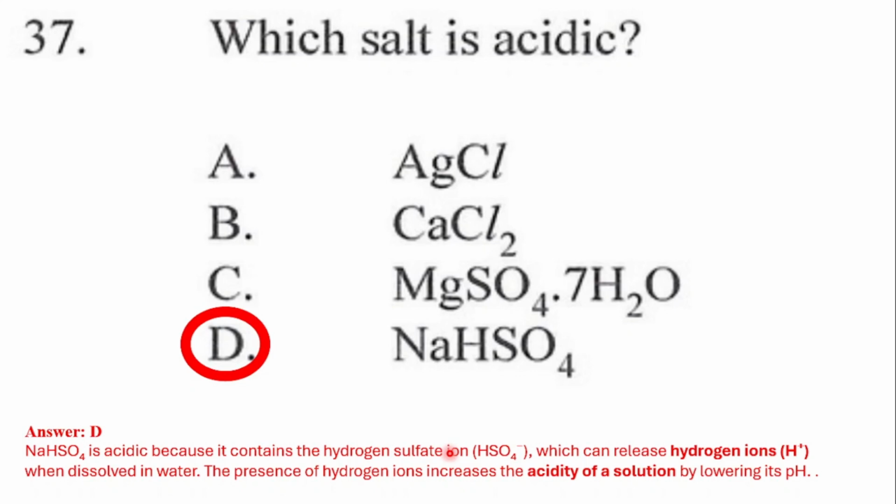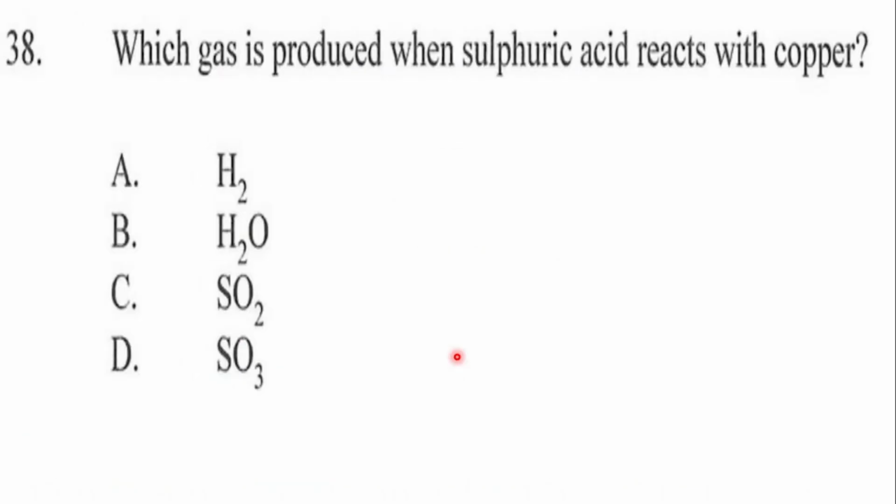Now, hydrogen sulfate ion, what do you think it's going to release? It's going to release hydrogen ions. Now, hydrogen ions help with acidity, right? So if you have hydrogen ions, it's going to be acidic, right? NaHSO4 is acidic because it contains the hydrogen sulfate ion, which can release hydrogen ions, or H+, when dissolved in water. The presence of hydrogen ions increases the acidity of a solution by lowering its pH. So which salt is going to be acidic? It's definitely going to be D, NaHSO4.